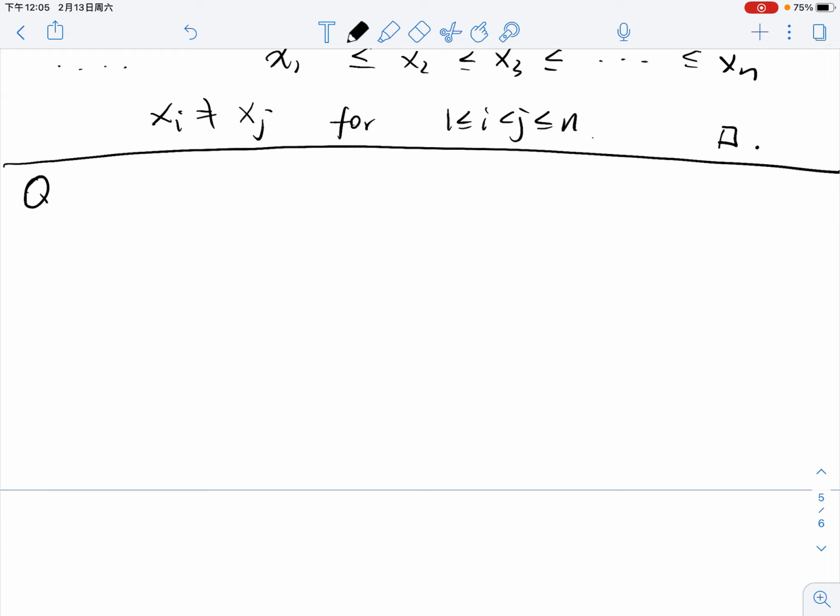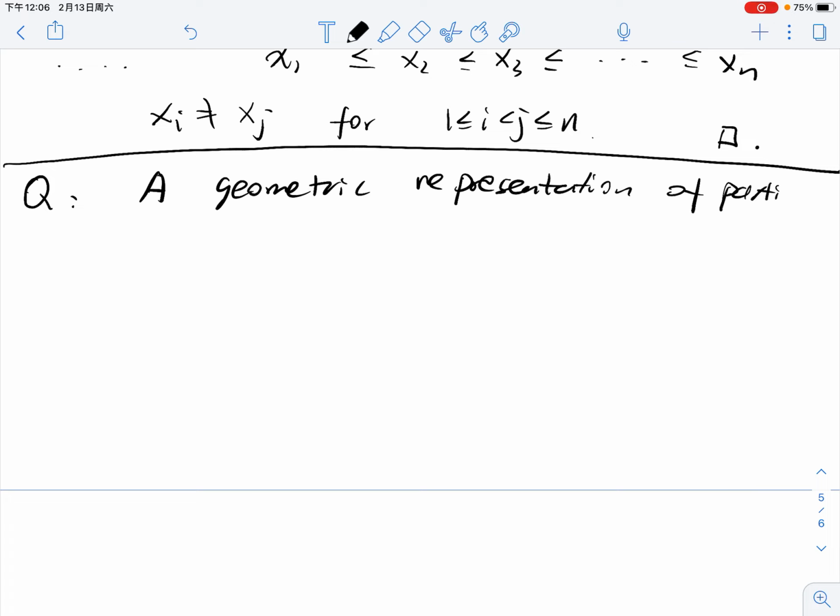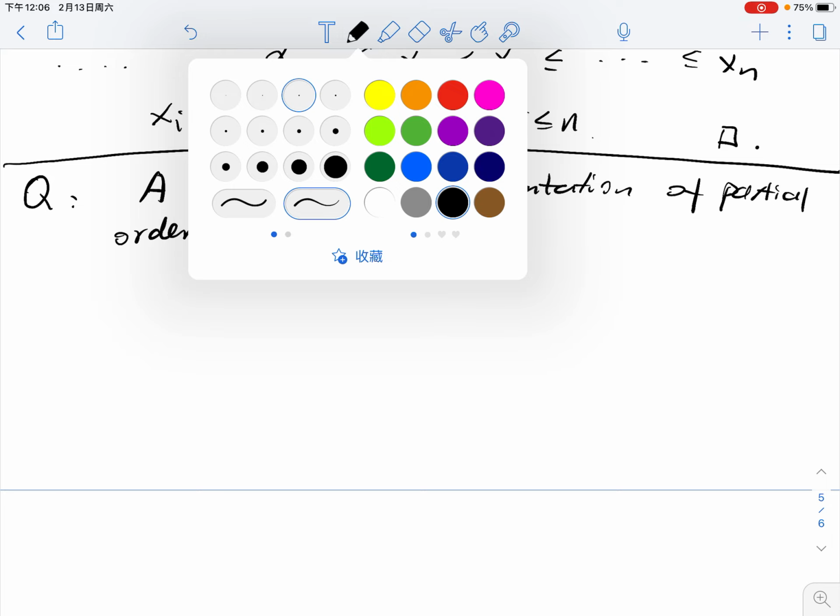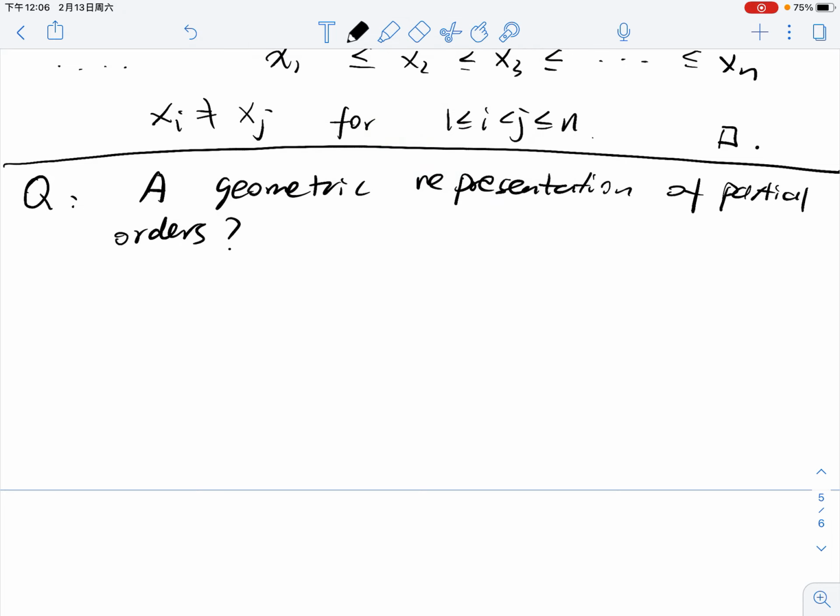Next, we want to ask a similar question for partial orders. That is, can we have some geometric representation of partial orders? For the total order, we use a line to represent it. And how about the partial orders? This has also been done, by Hasse. It's called a Hasse diagram.